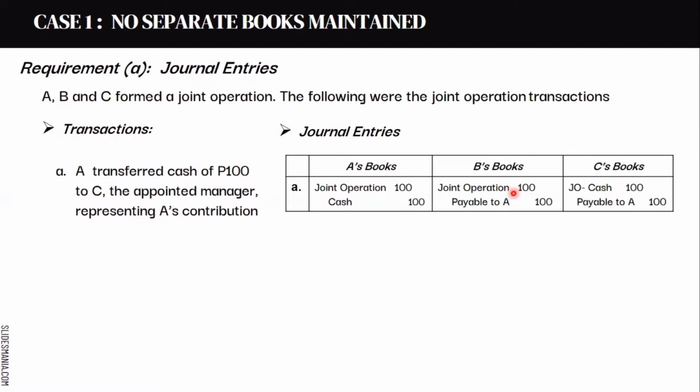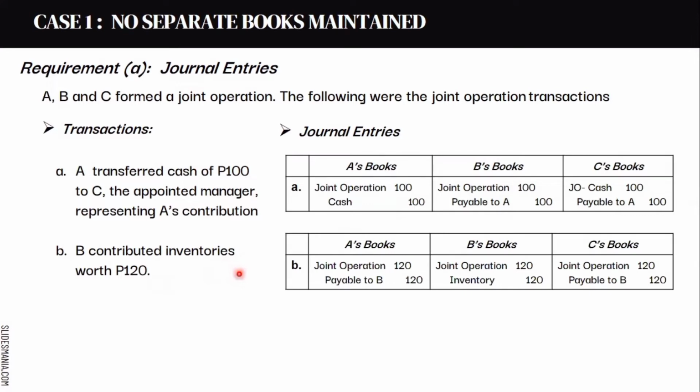So, transaction letter B na tayo. B contributed inventories worth 120 pesos. So, sa libro ni A, B, at ni C, nag-debit po sila ng joint operation account na 120 because doon sa ating T account, merchandise contribution is nasa debit side po. Kaya joint operation account is debited. Sa libro ni B, credit inventory. Sa libro ni A at ni C, credit payable to B. Kasi pag hindi nag-push through, hindi natuloy ang joint operation o kaya naman hindi naibenta yung mga kinontribute na inventory ni B, ibabalik po ng joint operation yon kay B, kaya payable to B.